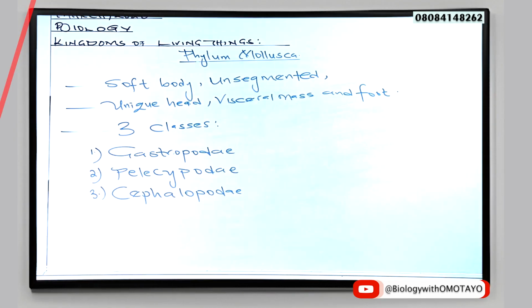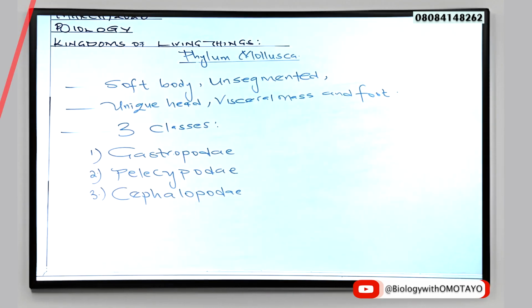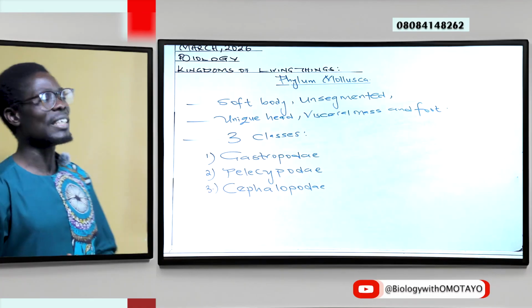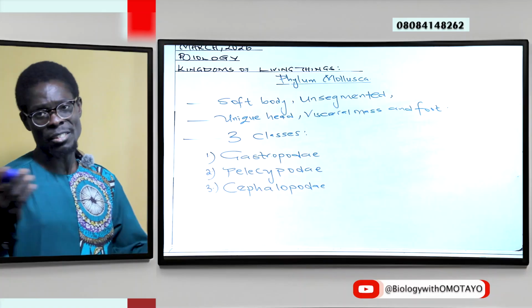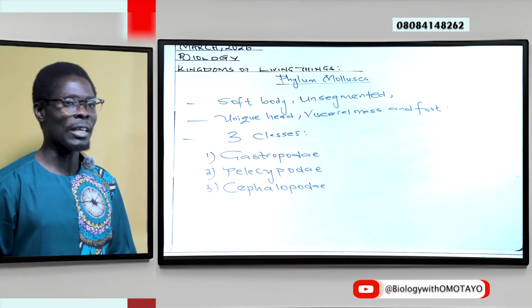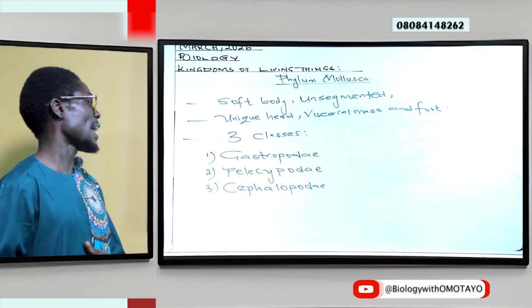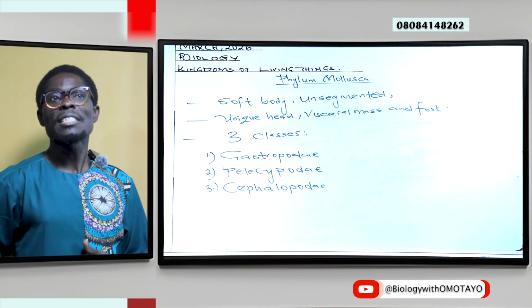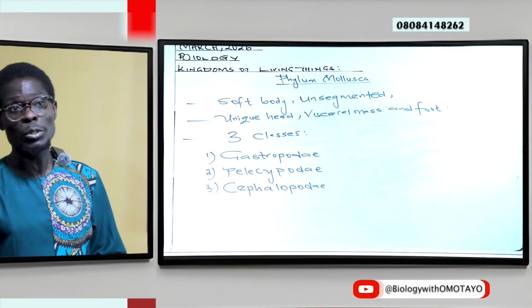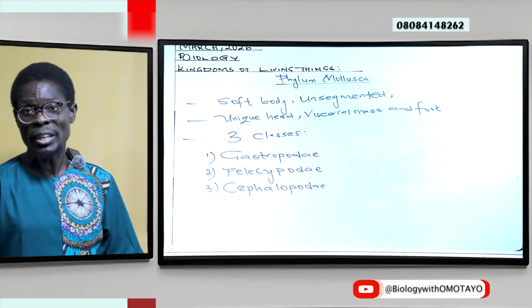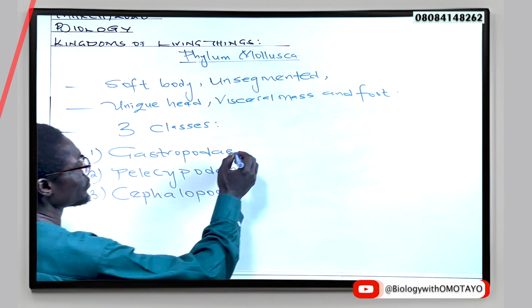So, under the phylum Mollusca, we have three major classes. Okay, we have the Gastropoda, and then Pelecypoda, and then we have Cephalopoda. A unique example for Gastropoda is the common African giant snail.